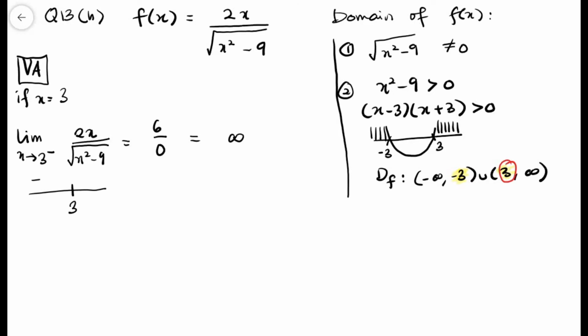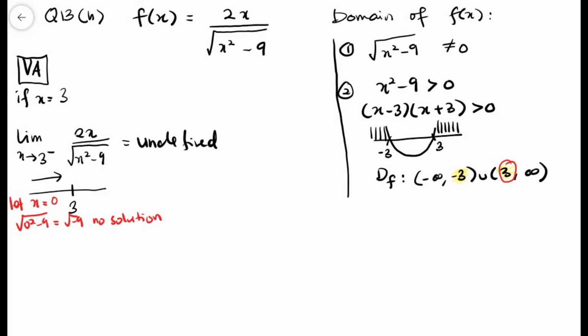You need to pick a value of x from the left side of 3. So let x equal to 0, let's say, and you try to substitute: 0 square minus 9, you get sqrt of negative 9, which is no solution. So since there is no solution, you cannot write it down as infinity. The answer here should be just undefined.